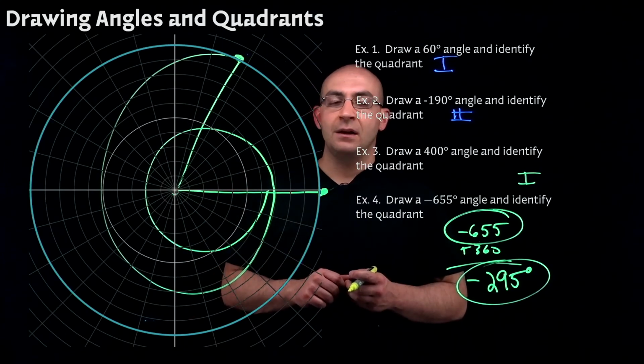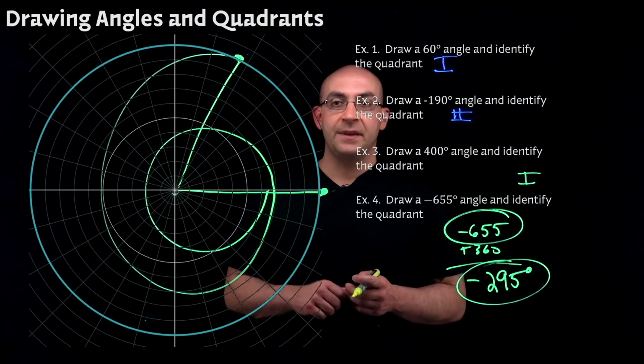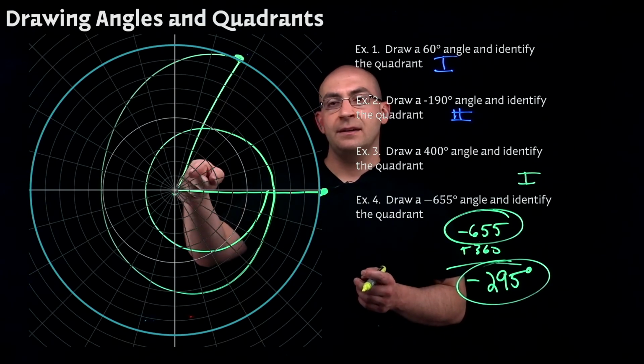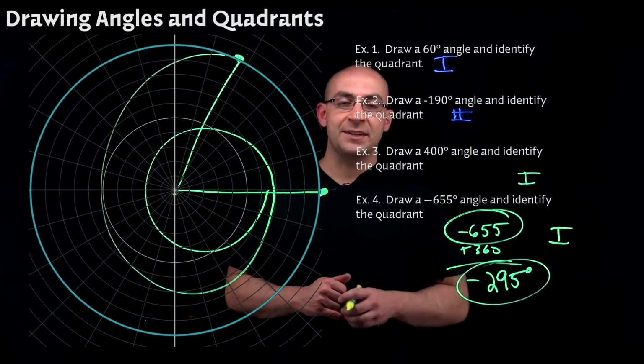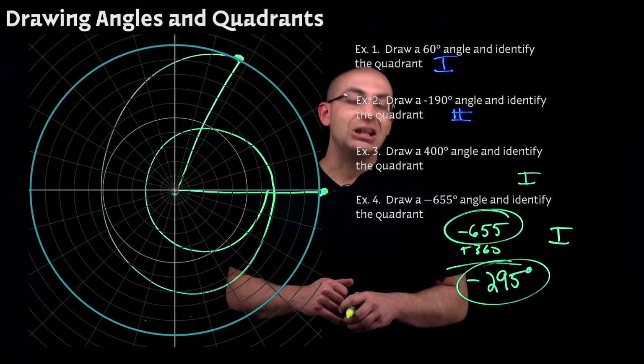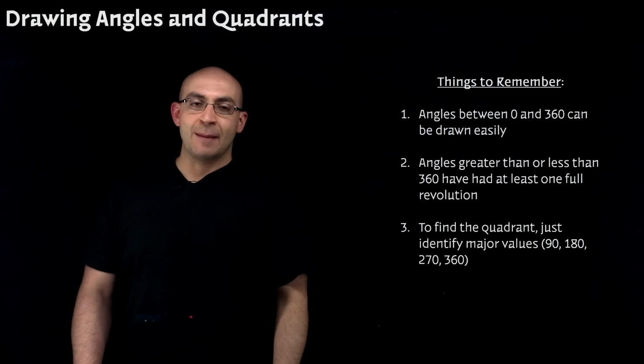Moving on. What quadrant does the terminal side of negative 655 land in? And right here is our terminal side, and that's quadrant 1. Now, you might be saying to yourself, there's a lot of quadrant 1s here. It's true. Luck of the draw. Moving on. So, things to remember about this video.